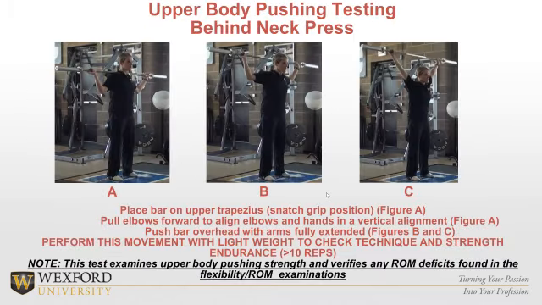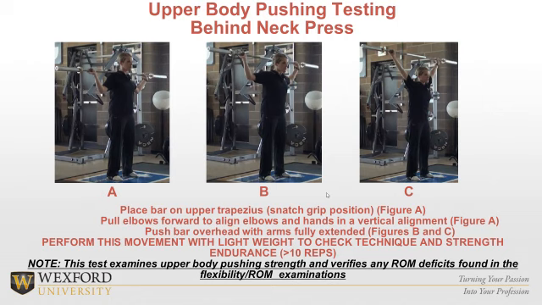The first one is behind the neck press. It's an upper body pushing test. If you look at our subject here, in A, she has the bar placed on her upper trapezius in a snatch grip position. Now, for those of you who are using CrossFit-like workouts, you need to be able to see whether your clients or anybody that you're helping has the range of motion in their shoulder girdle and shoulder joint. Now, once she has the bar in her back, she's going to pull the elbows forward to align the elbows and hands in a vertical alignment.